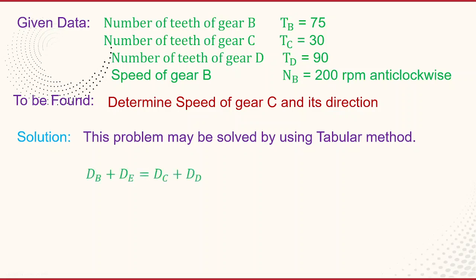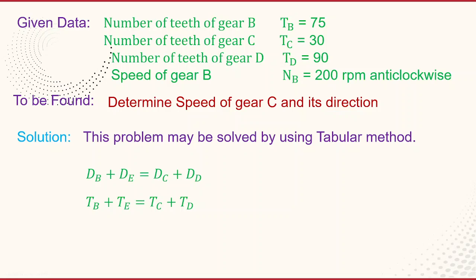Now in this, the center distance between the two shafts is equal. And also here dB plus dE is equal to dC plus dD. What is d? d stands for the pitch circle diameter of the gears B, E, C and D. And the number of teeth is directly proportional to the pitch circle diameter. So it's also equal to TB plus TE is equal to TC plus TD.